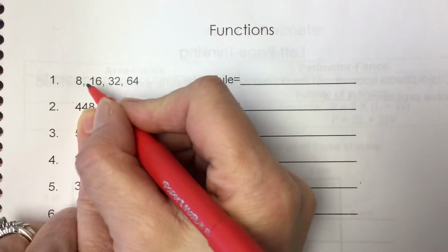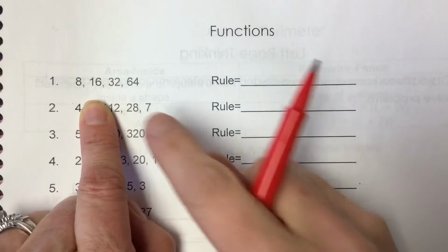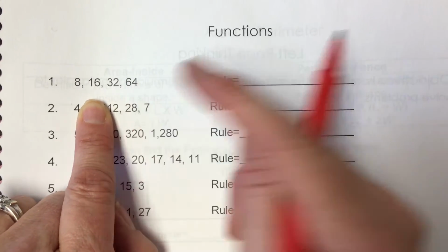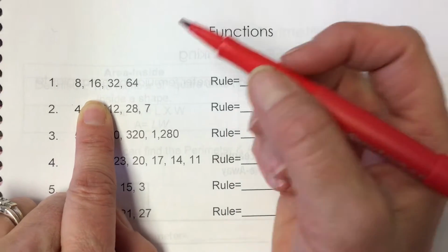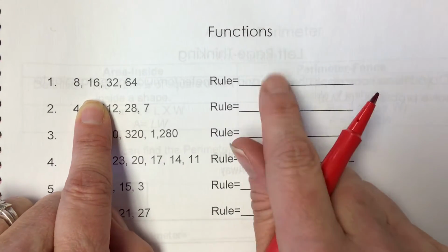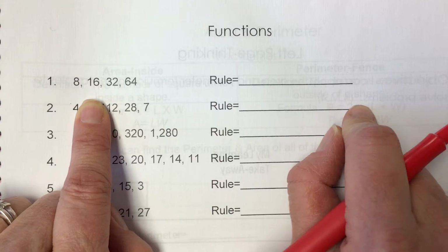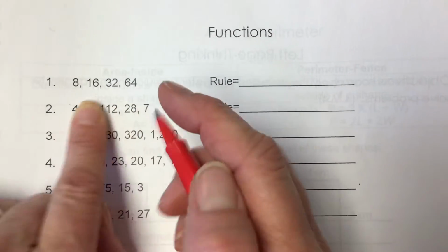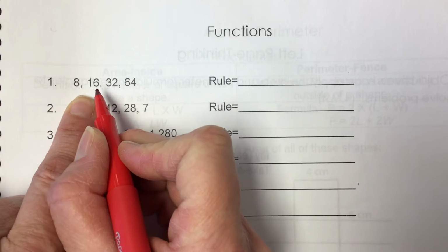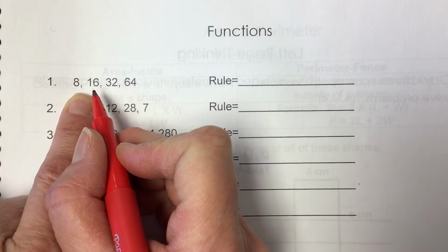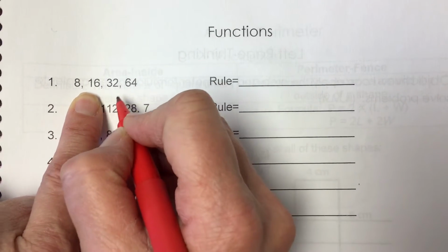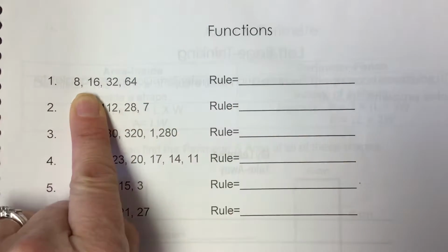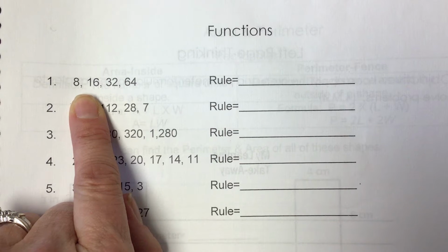So let's look at 8 to 16. 8 plus what equals 16? Connor? 8. So before I write my rule, x plus 8 equals y, I want to check to make sure that my rule works in every example. So 8 plus 8 is 16. Is 16 plus 8 32? No, 16 plus 8 is 24. So my rule is not add 8.